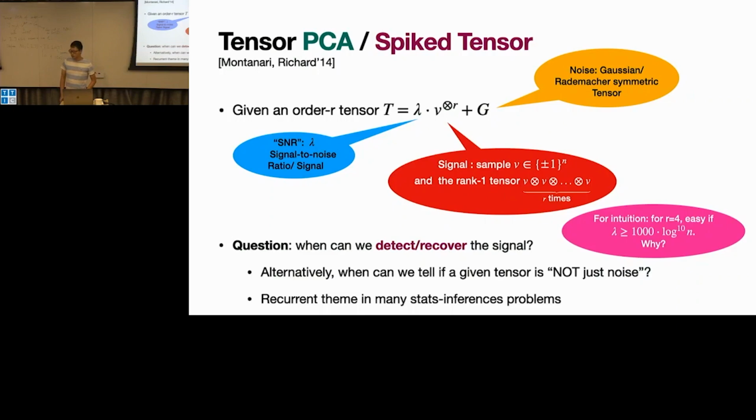So instead of 1,000, why do you have to do log to the 10? No, I'm just being safe. The constant is arbitrary. 1,000 log n should be fine, unless r is gigantic.